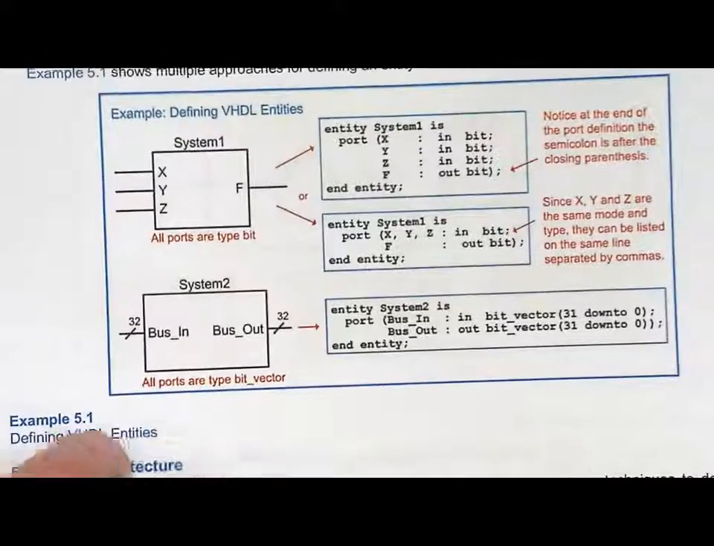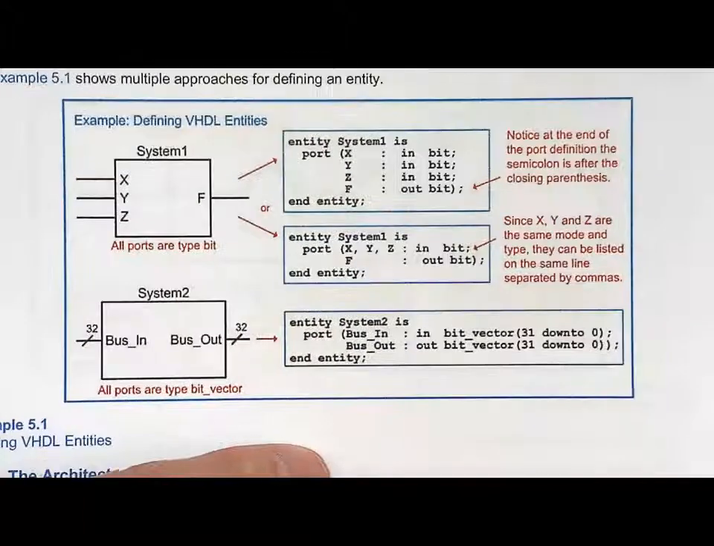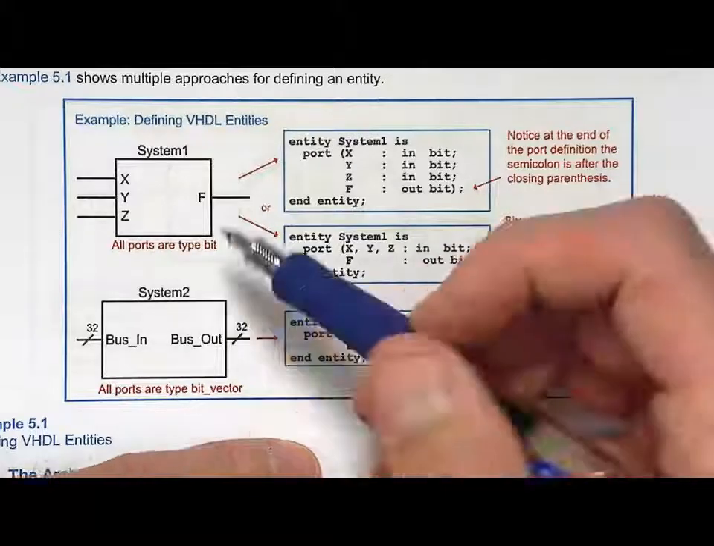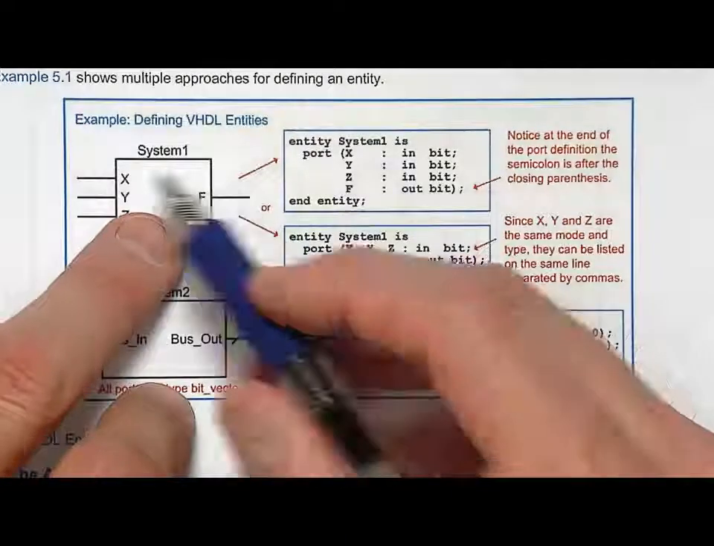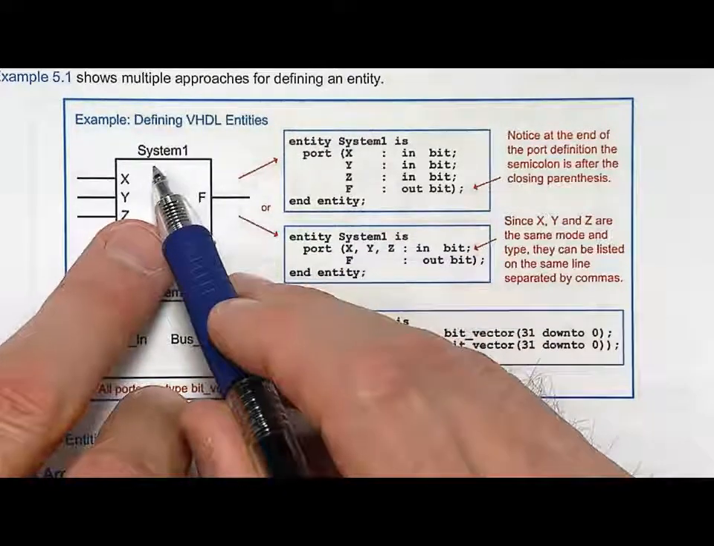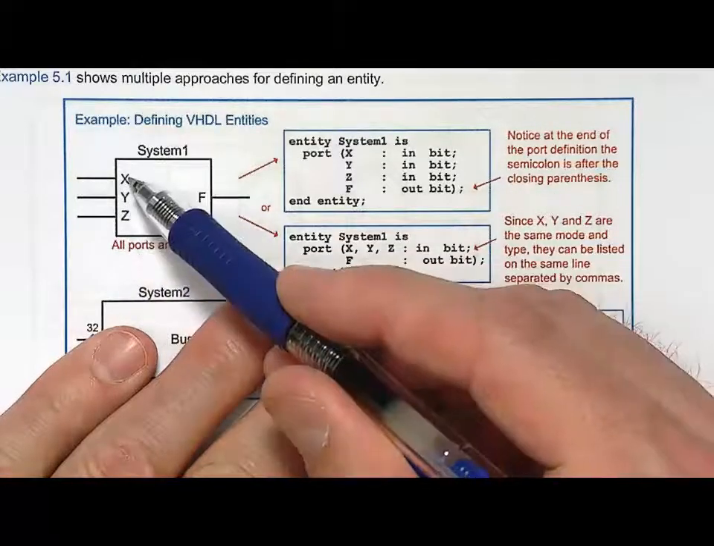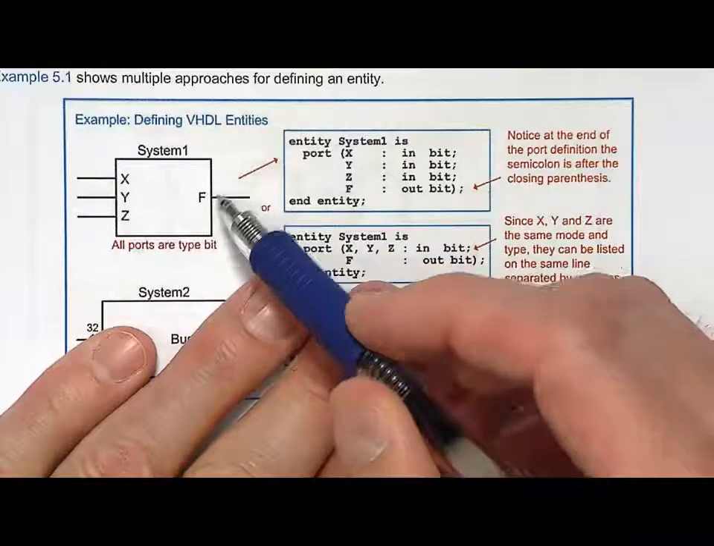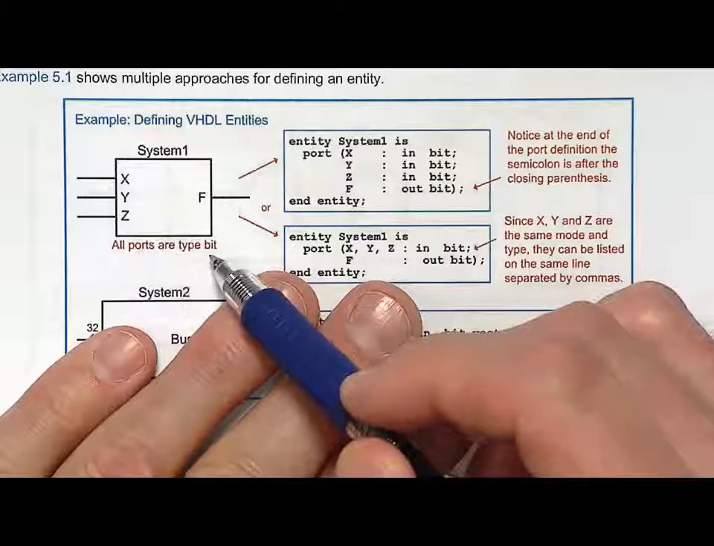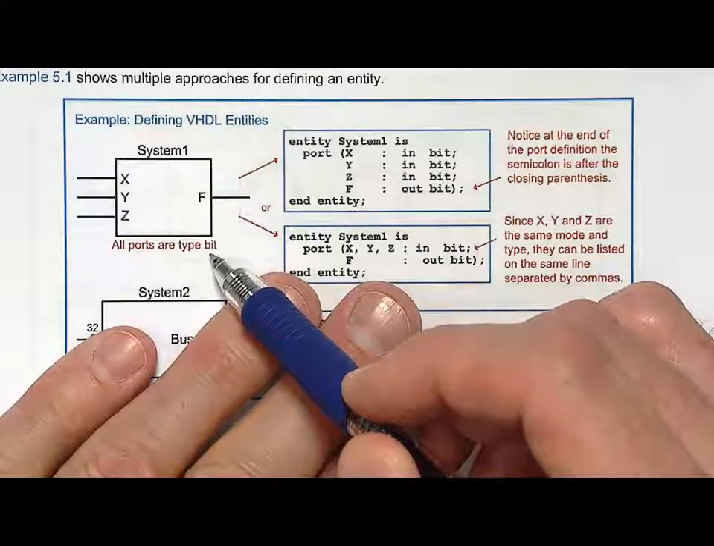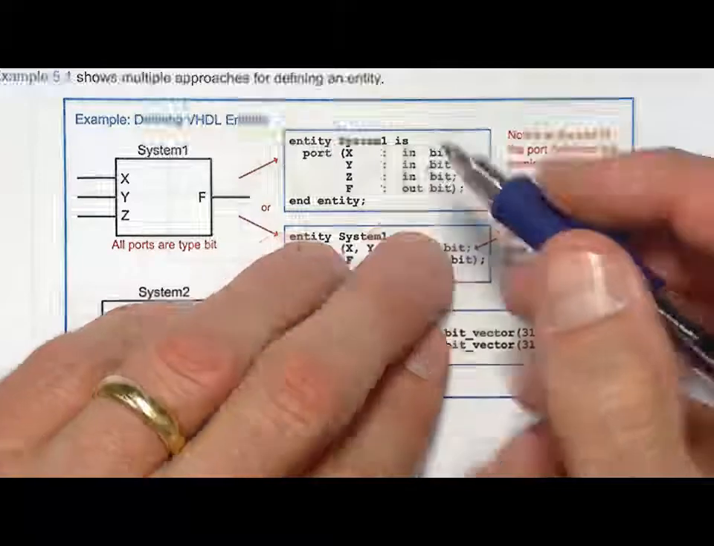Okay, so then we need to look at the next main thing in a VHDL file, and that is going to be the entity. So within an entity, kind of the best way to learn this is to look at an example. So here is an example of something called System 1, and let's say we had 3 inputs, which are X, Y, and Z, and an output F. Well, remember that they need to have types, so they need to have a data type, and let's say they're bits. So here's how we can do this.